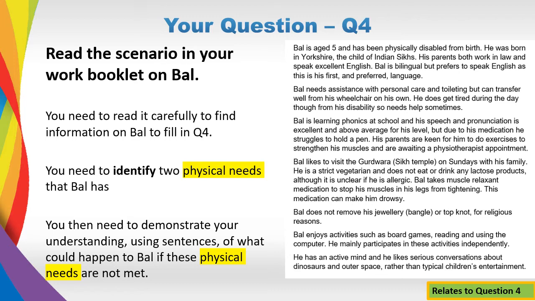So once you've read the scenario or listened to the scenario which I've just read out, you need to identify 2 physical needs that Bal has. You then need to demonstrate your understanding using sentences of what could happen to Bal if these physical needs are not met.